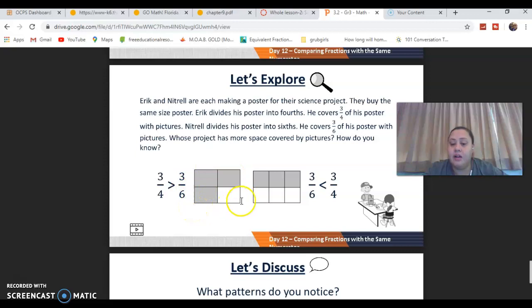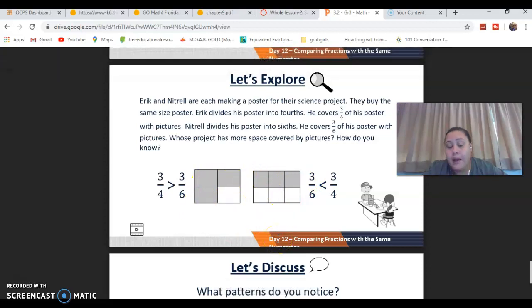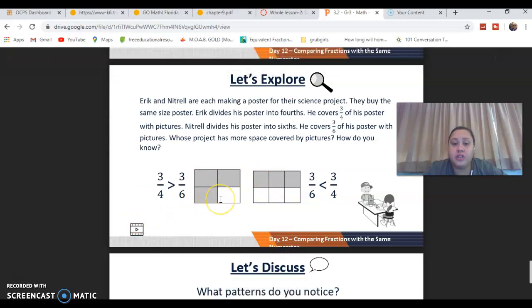Now Natrel has the same size poster, but he decided to cut it into 6 equal parts. And you can see his pieces here. Now he decided to also cover 3 parts, but these are 3 parts of his poster. So what I want you to notice is they're different sizes. This piece in Eric's poster is much larger than one piece in Natrel's poster.